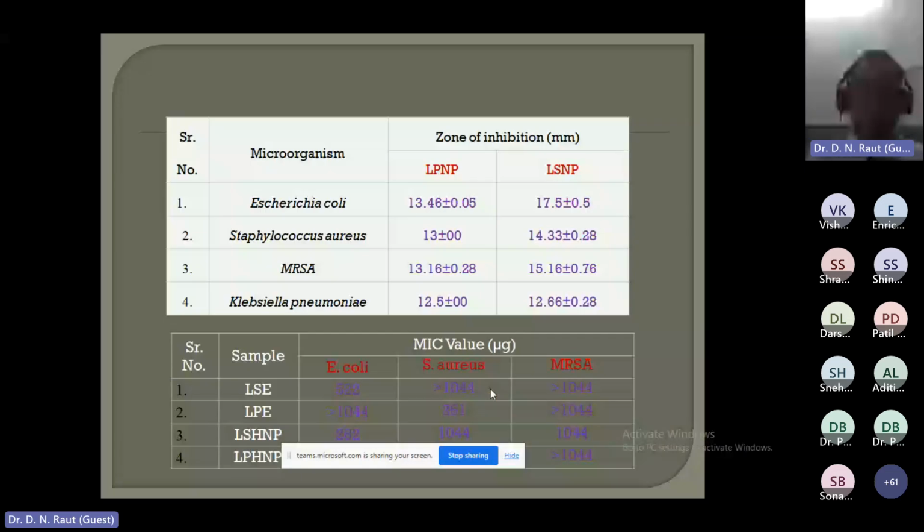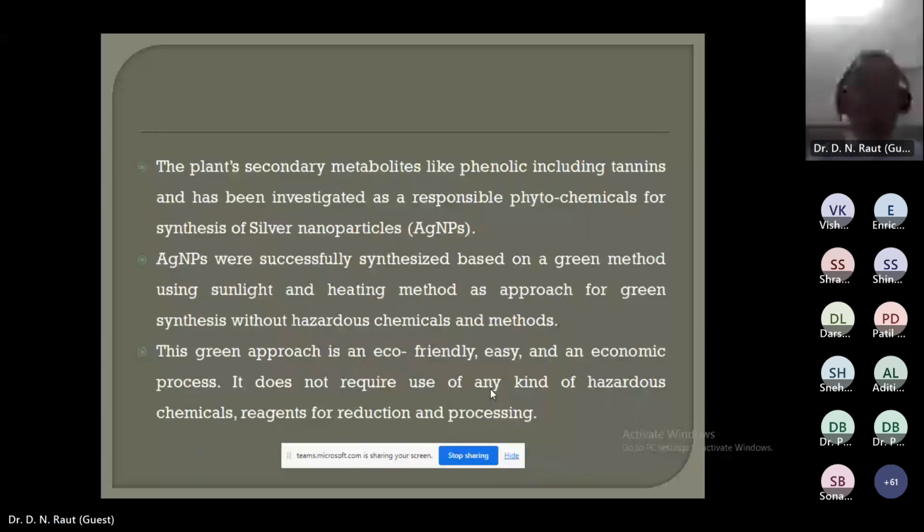For this we have just used this one. We have used this for antibacterial activity. So we got this antibacterial activity of that, and that concludes that secondary metabolites which are present over there, which are phenolic, are responsible for formation of the silver nanoparticles, which act as capping agents. And the method that we have used is the green approach method.